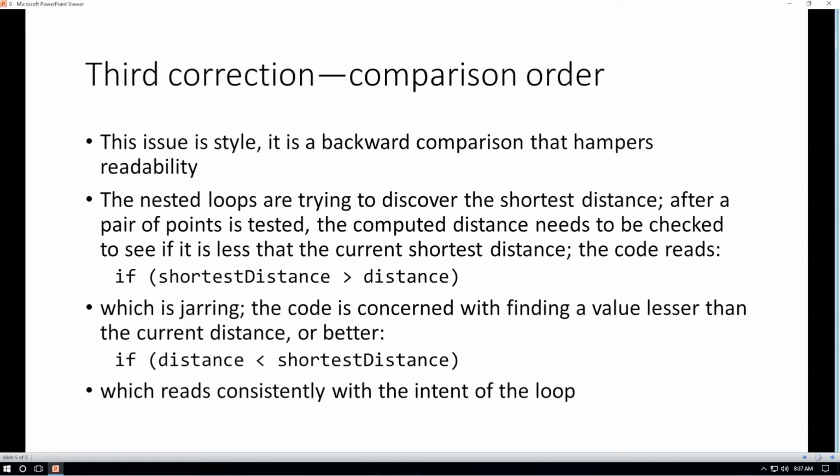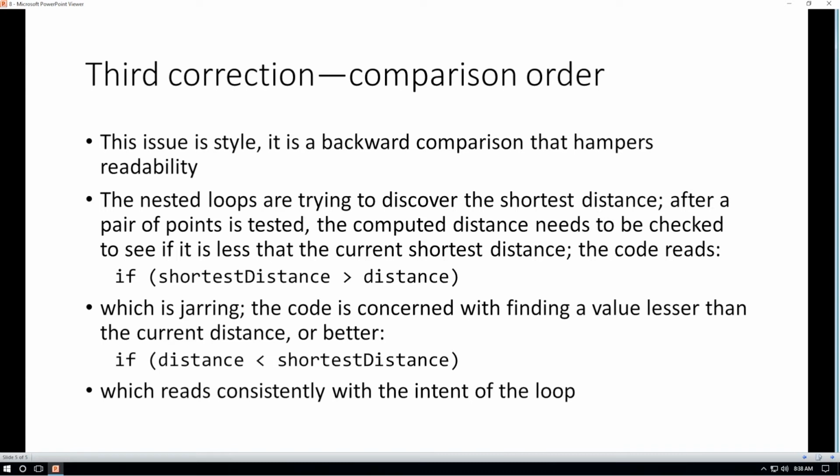The nested loops are trying to discover the shortest distance. After a pair of points is tested, this distance needs to be checked to see if it's less than the current shortest distance. That's the way our mind is reading this problem. Is this new distance less than the old shortest distance? If so, we update the shortest distance with the newly discovered shorter distance. But the test reads exactly the opposite. It says if shortest distance is greater than distance, that just jars the mind.